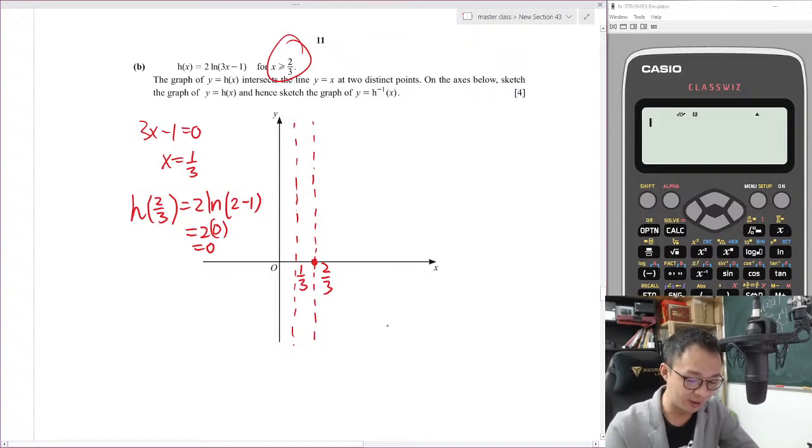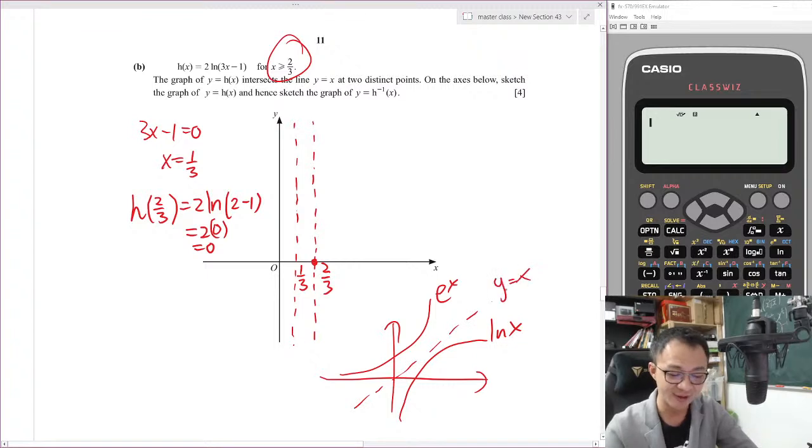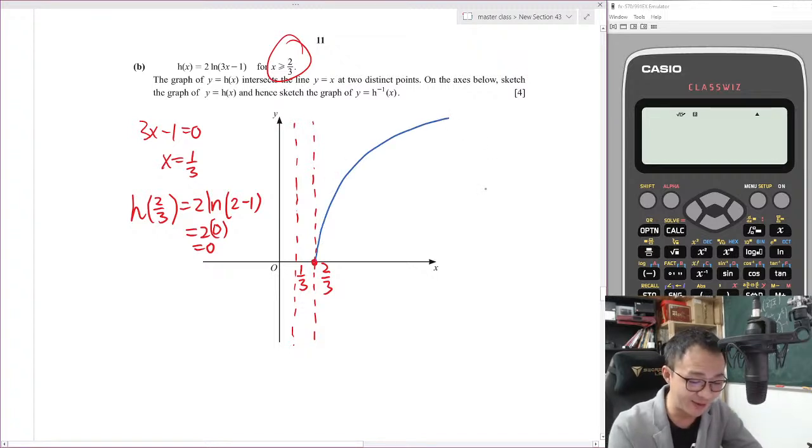Just to give you some idea, the e^x graph will look like this. This is e^x, this is ln x. This is the pattern, and then they will do a reflection in the line y equals x. This is just some basic idea, just in case some students do not know what I'm doing here. So I have something like this, maybe I draw it a little higher. Something like this. Now I need to draw the h inverse.